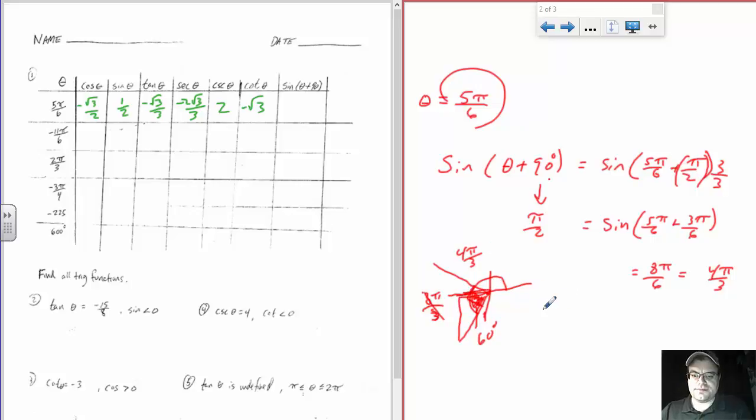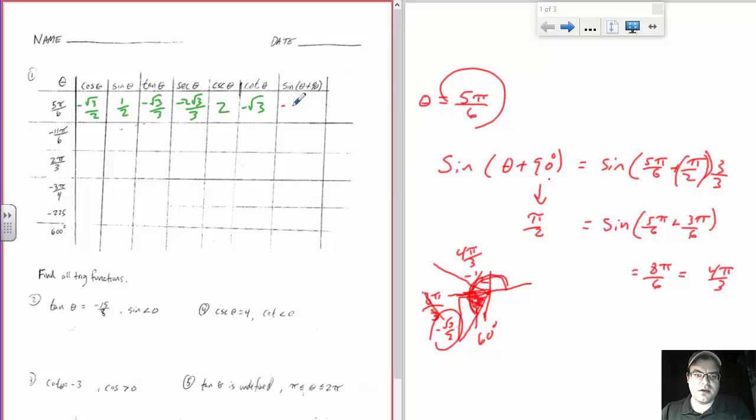Now if you know your right triangle, you know that this side is in fact negative 1/2, and this side is negative root 3 over 2. This is the sine of this particular angle, which is negative root 3 over 2. And that's why this answer here is negative root 3 over 2. Okay? And that's pretty much how we do all these problems.